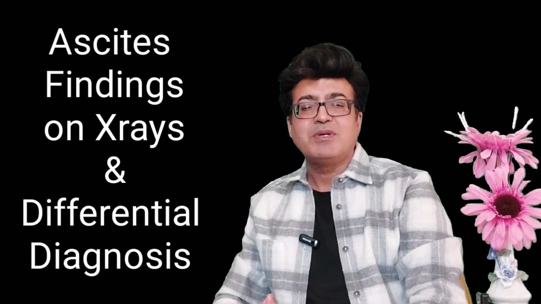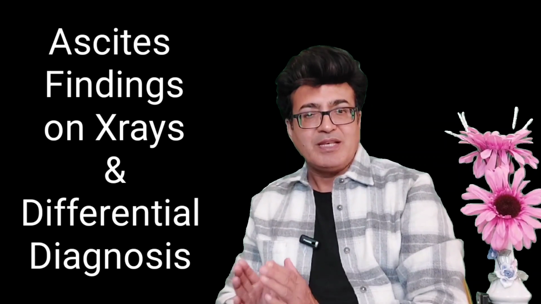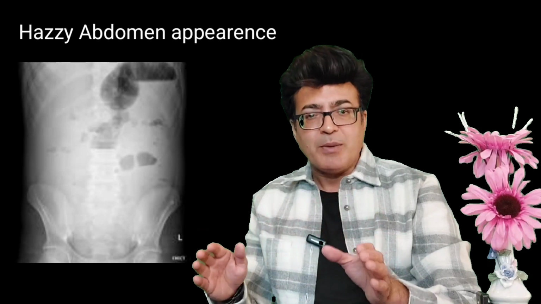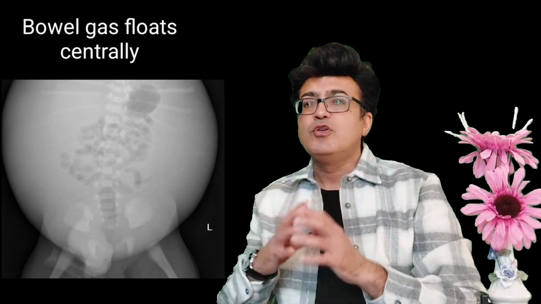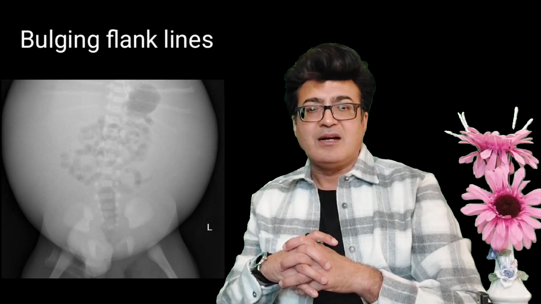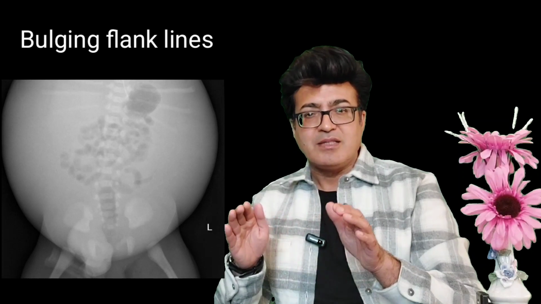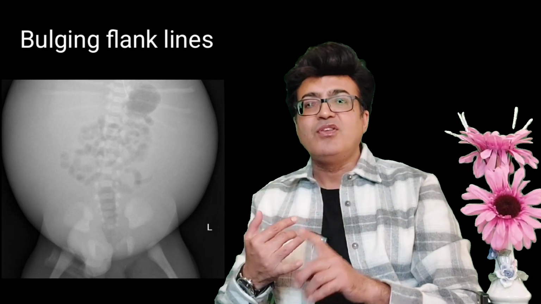Today my topic of discussion is ascites, how we will appreciate ascites on plain X-ray. There are three main features on the X-ray. The first: if there is ascites on the X-ray, the abdomen will appear hazy. The second sign is that if the patient is in supine position, the bowel gas will float in the center, so you will appreciate central gas on the X-ray. And the third feature is that the side lines or the flank line will be bulging out. So if you find these three signs, it means that it is ascites.